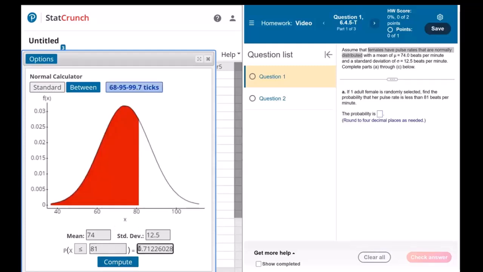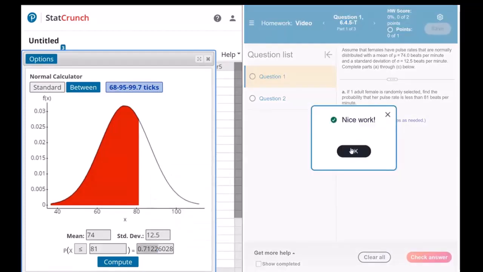I hit compute. We want this to 4 decimals. 1, 2, 3, 4. The next one is a 6, so I'm going to round up.